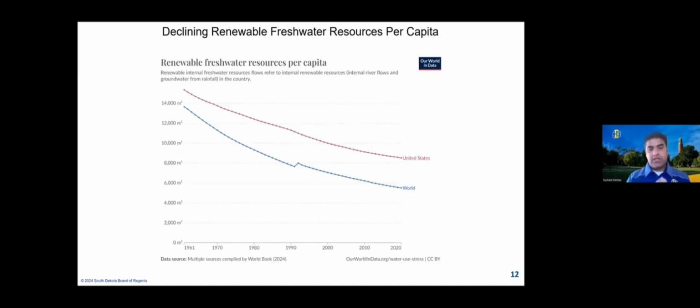In 1961, the United States had around 13,000 cubic meters of renewable fresh water per capita. By 2020, the number had dropped to just under 9,000 cubic meters. The global average started at 9,000 cubic meters per person in 1961 and has decreased to 5,000 cubic meters in 2020. There are several factors that could affect this downward trend.